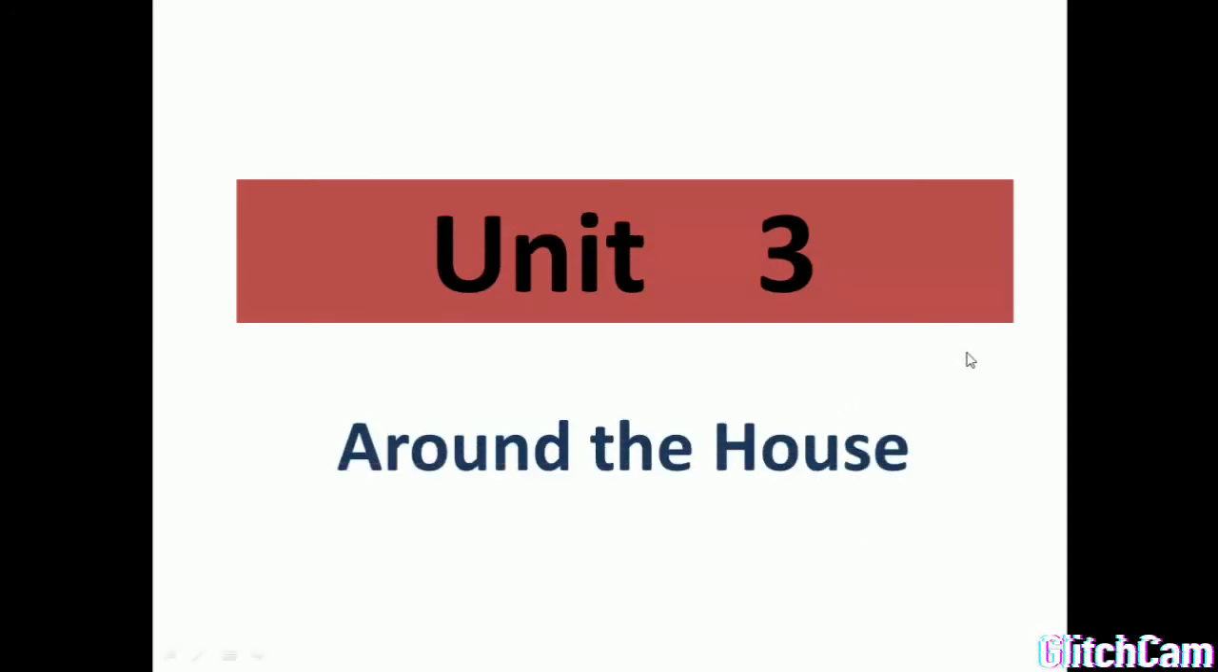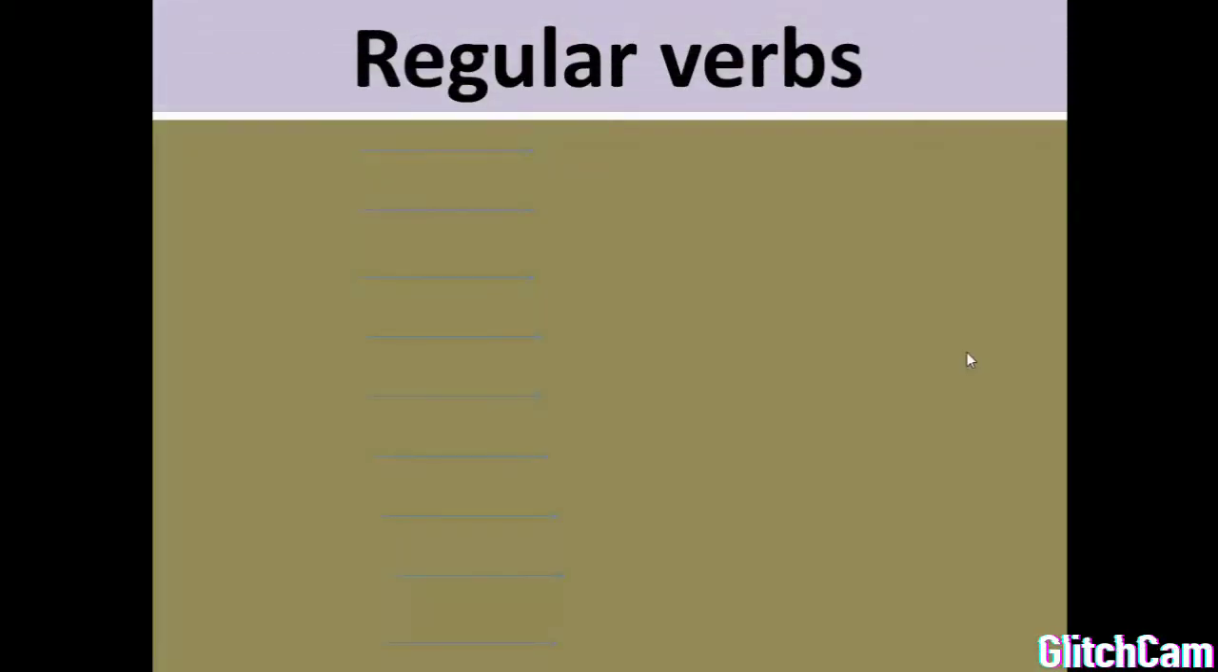Unit 3, Around the House, Lesson 4. In Lesson 4, we will talk about regular verbs. Number one, dust is a regular verb, so in the past we will add what? Ed. Dusted. Number two, greeted, plus ed also.